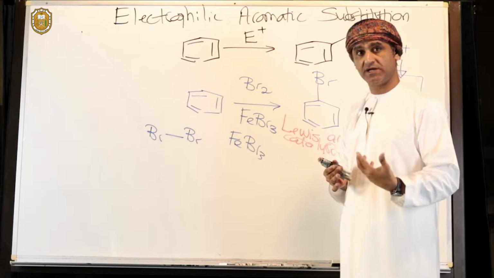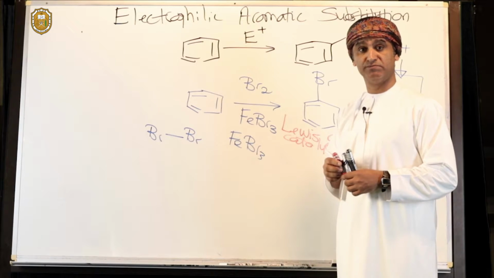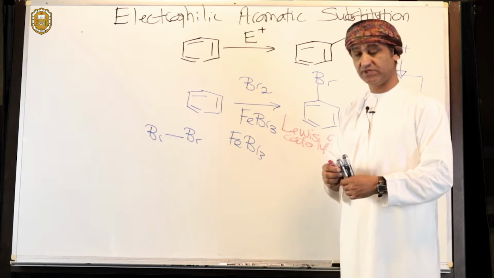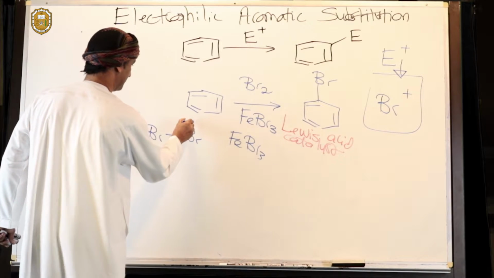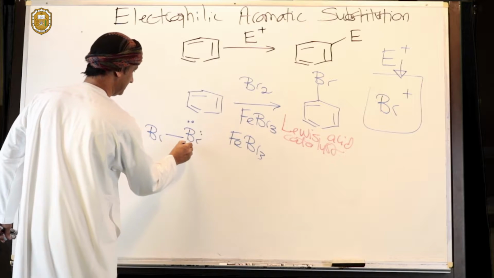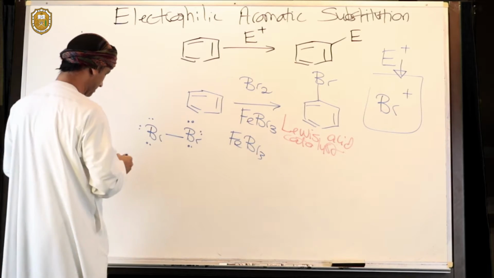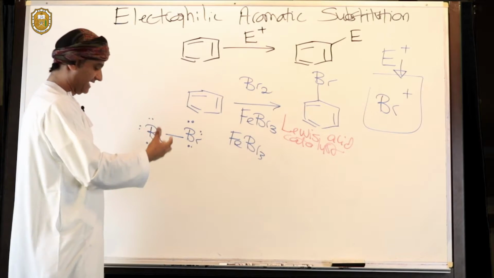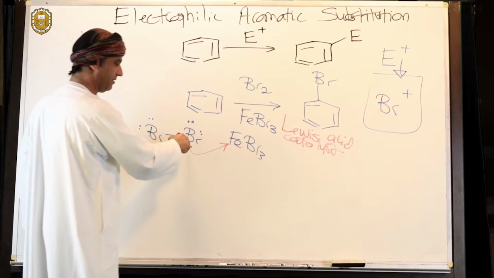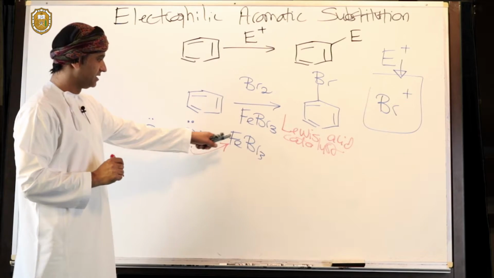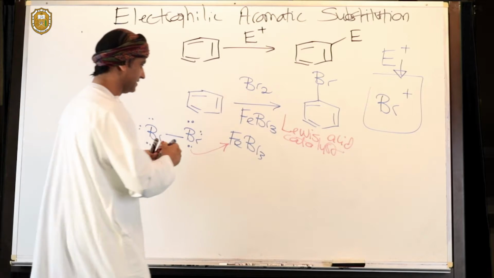So where would that lone pair come from? Well, it should come from bromine. Each of these bromine atoms in the bromine molecule has 3 lone pairs. We can show electron movement like this. So we take a lone pair from one of the bromine atoms to the Lewis acidic center, which is iron, to give this intermediate.